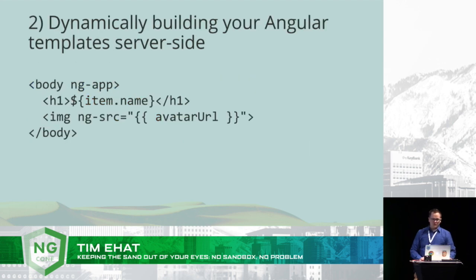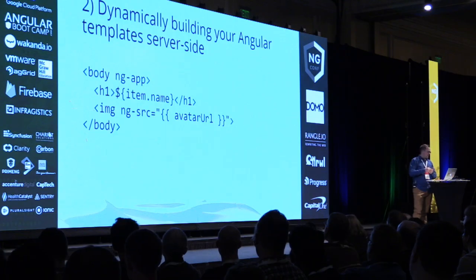Okay? Let me give you another example. Dynamically building your Angular template server side, right? Best practice says don't do this. So in this example, I have my body tag. I put ng-app on, so I'm going to bootstrap Angular on my body. I've got item.name, and my server-side templating engine is going to replace that with whatever the item.name is. And then later on, maybe in my template, I have an image with an ng source, and I want to have that point to my avatar URL, right?